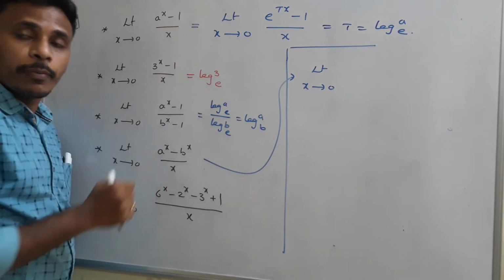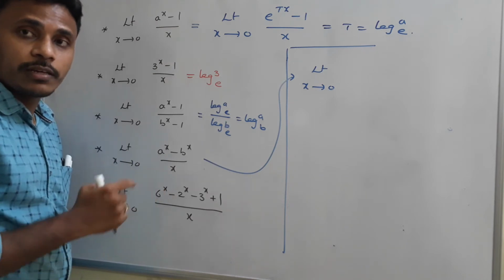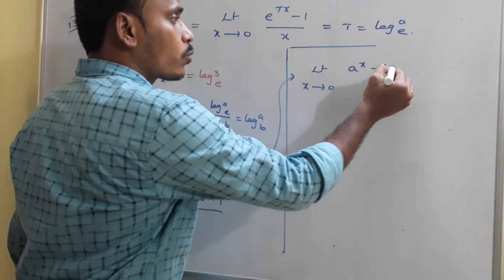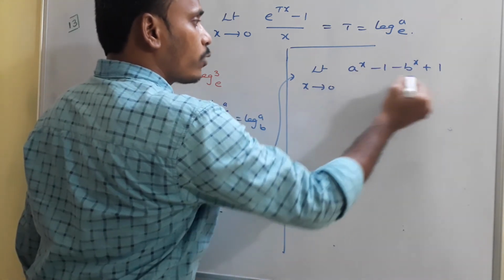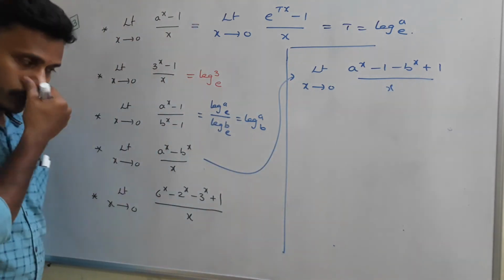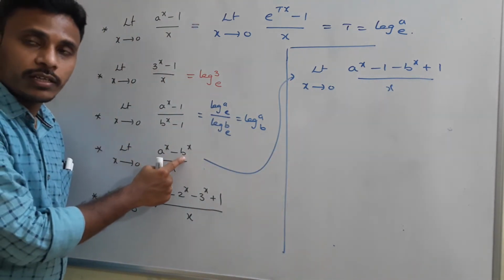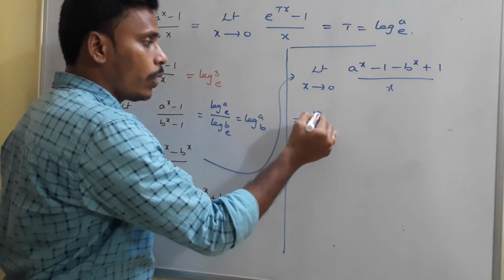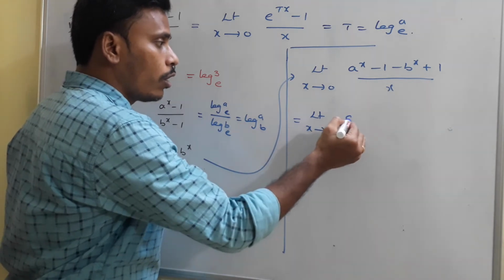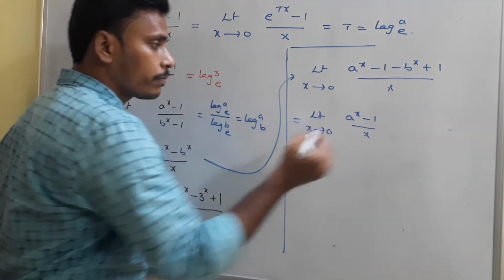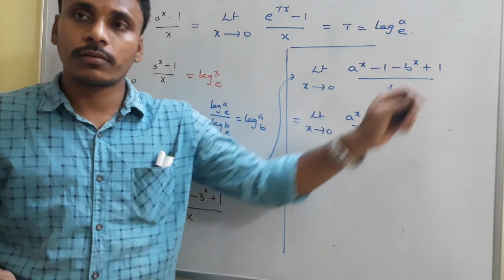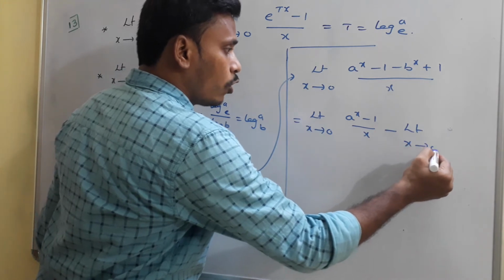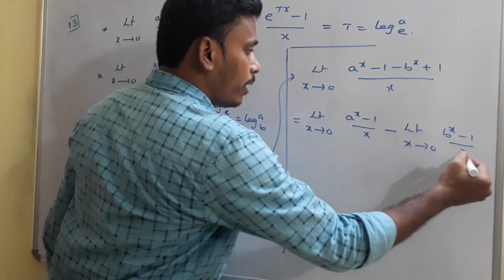But the format is (a power x minus 1) by x. So as we discussed in previous classes, you just add 1 and subtract 1. So (a power x minus 1 minus b power x plus 1) divided by x. Just observe it, a power x minus b power x is already there, so you just subtract 1 and add 1. From there, this equals the limit as x tends to 0 of (a power x minus 1) by x, and from these two terms you just pick out the minus, so minus the limit as x tends to 0 of (b power x minus 1) by x.